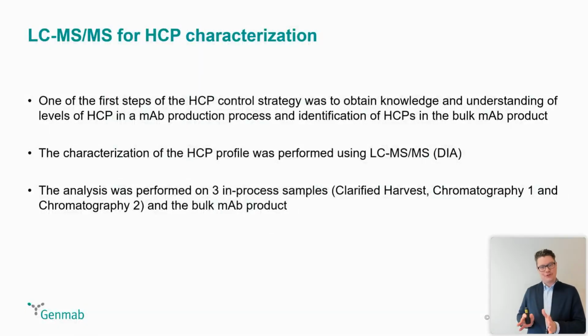And that was actually the first step that we did for this HCP control strategy, basically trying to understand how our production process performed, and also if there were any HCPs in our final product. The characterization was performed using LC-MS with DIA, which is data independent acquisition. We did the analysis on 3 in-process samples: Clarified Harvest and 2 chromatography steps, and of course then also the bulk product.